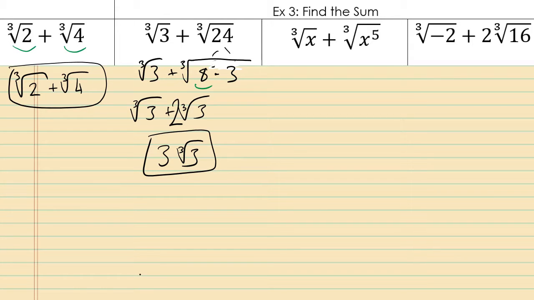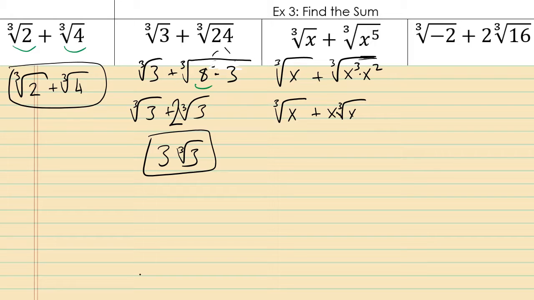Let's look at the next one. This one has some variables. Let's try to simplify as much as we can first. Cube root of x plus cube root of x cubed times x squared. We separate the x to the 5th power into two factors where one is a perfect cube. Let's simplify that perfect cube portion. Cube root of x plus x cube root of x squared.